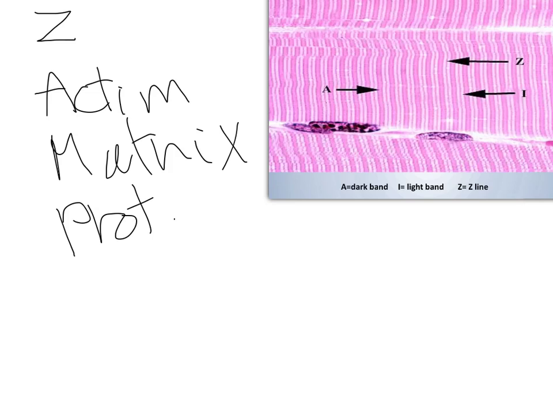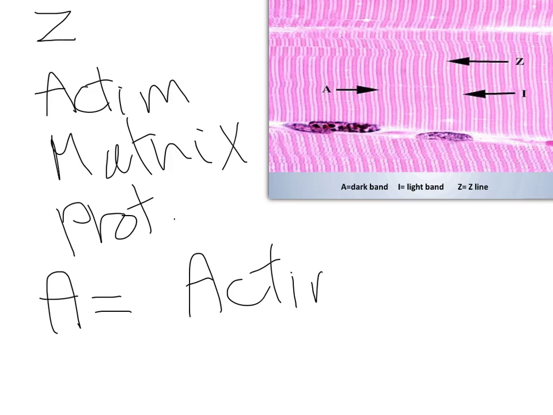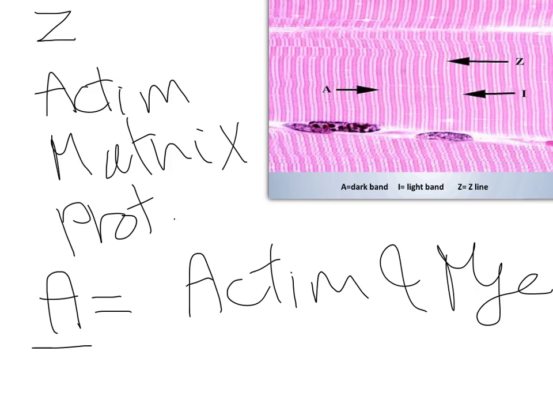What is the composition of the A band, which is the dark band? It is formed of both actin and myosin. What is the composition of the I or the light band? It is formed only of actin.